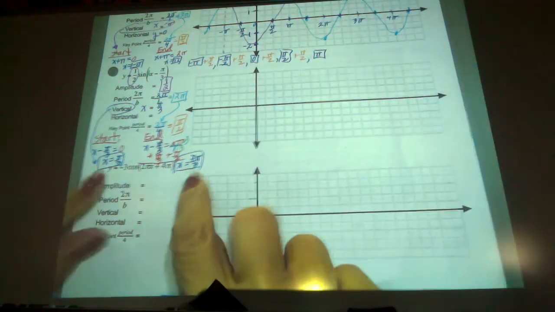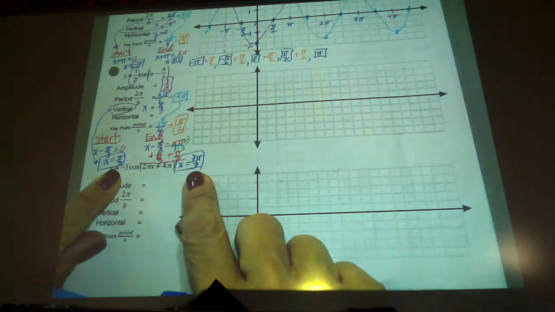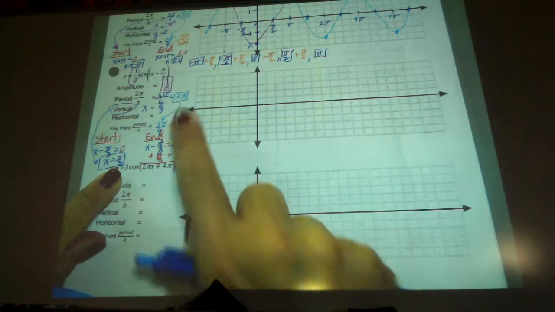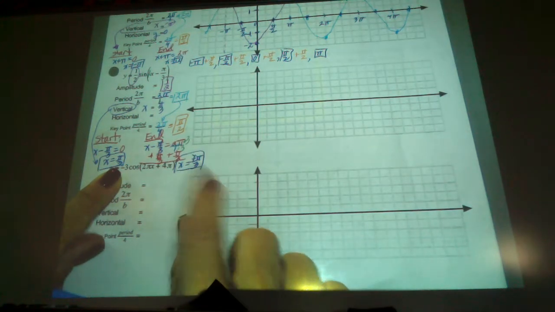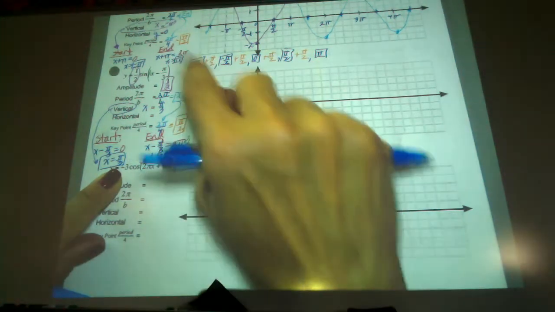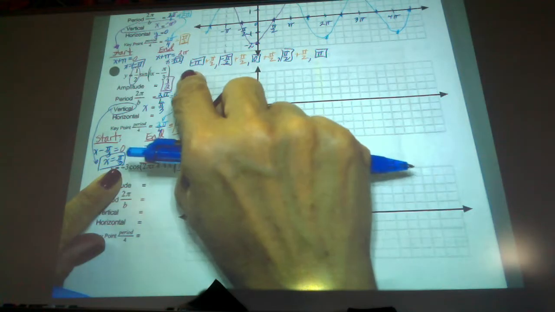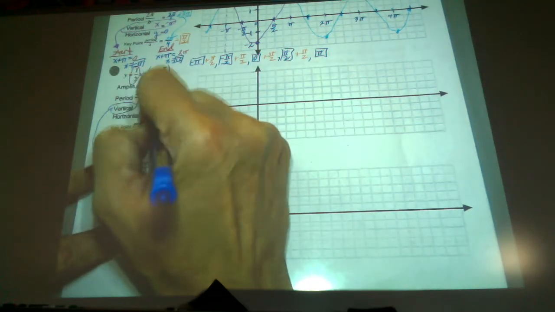What is the difference between 7 pi over 3 and 1 pi over 3? Subtract those, what do you get? 6 pi over 3, which reduces to 2 pi. Isn't that what my period is? Right? And so the difference between your start and end should be your period, which it is. Do I have any addition outside or subtraction outside of parentheses? No. So there's no up-down movement. So our horizontal stays at y equals 0.